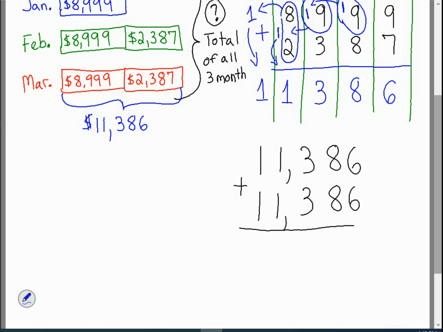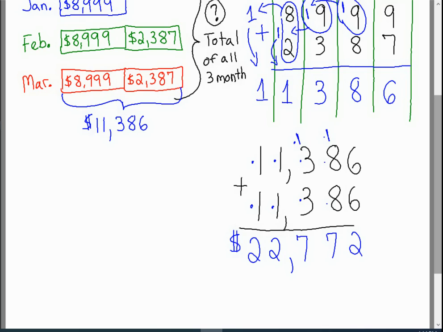Now I'm going to go through the process of adding. So 6 plus 6, that's 12. 8 and 8, I know that's 16, plus the 1, that's 17. Now I'm in the hundreds place. A 3 and a 3 and a 1, that's also 7. I have 2 ones in the thousands place, that's 2. And I have 2 ones in the 10,000s place, that's another 2. Need a comma there. $22,772.